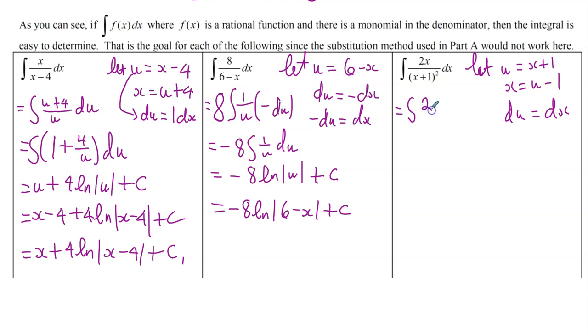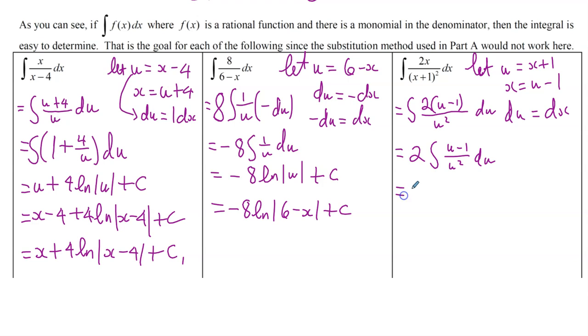So we have 2 times x, but x is u minus 1. So 2 times u minus 1 over u squared du. So 2, kick it out front. And we have now u minus 1 over u squared du.